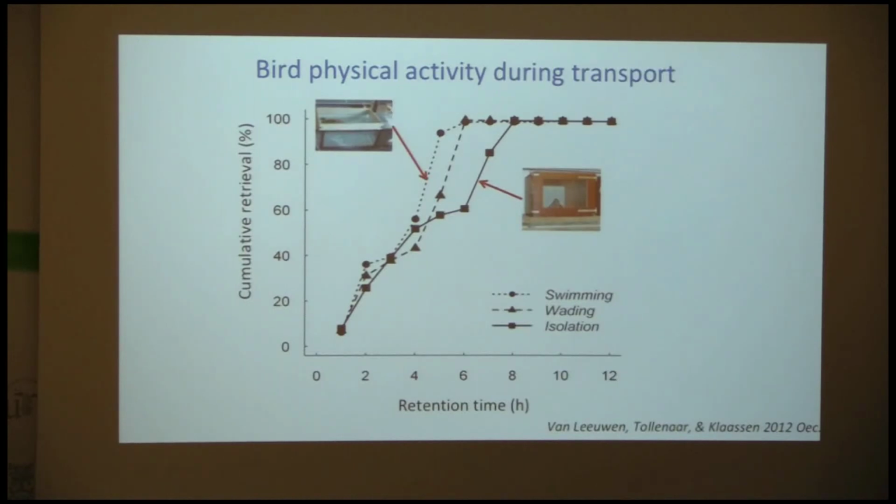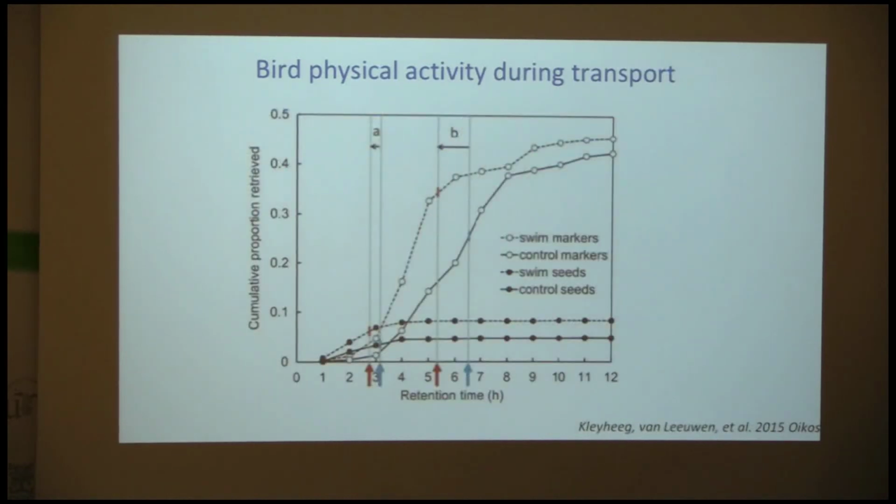So we did this experiment with plastic markers, and then we redid this with seeds to see if we found the same results. And then we again looked at this graph of retention time and the cumulative retrieval. The open symbols are the markers being retrieved, and the closed symbols are seeds, and we found a smaller effect, but still the exact same effect.